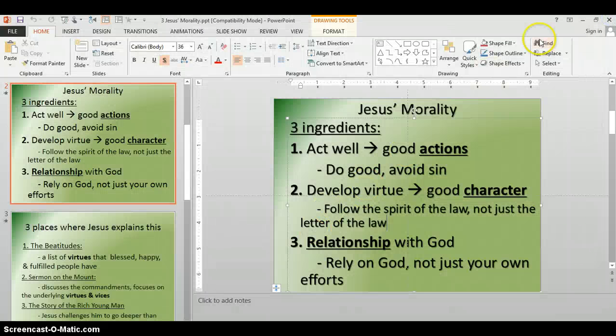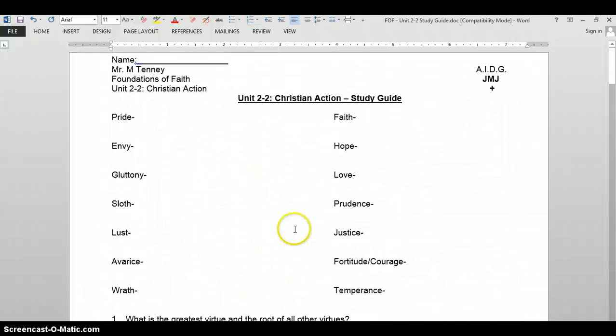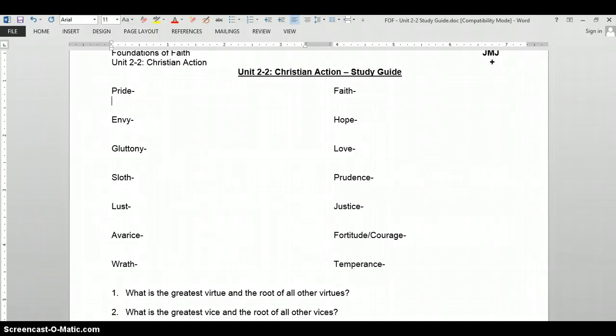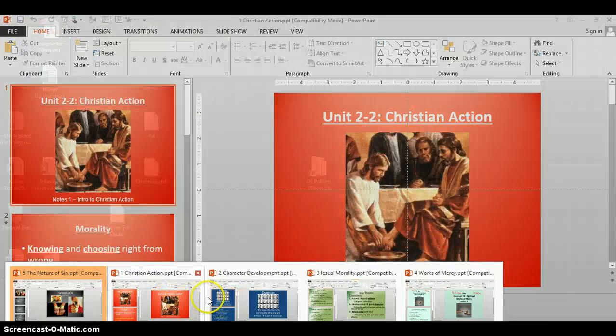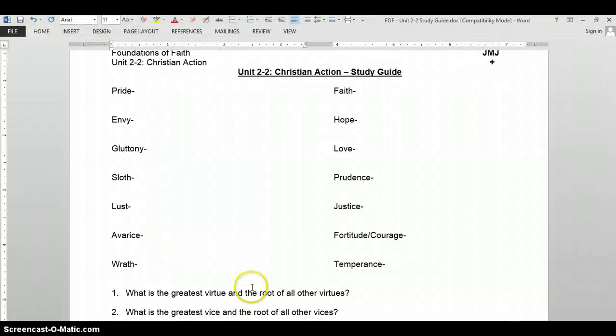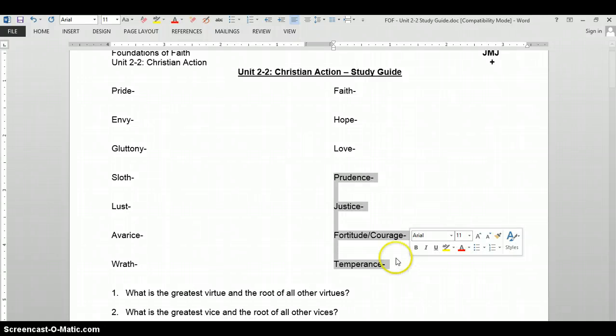Okay? So that is enough on the essay. Let's go through the rest of it. We'll just start right at the top. So you'll notice PowerPoint number 2 will help you with pretty much all these terms, okay? Over here you have the 7 main vices, over here you have the 7 main virtues, okay? These, faith, hope, and love, are the theological virtues. Those are the ones that you really need a relationship with God to develop. These are the cardinal virtues, and these are the building blocks of all other virtues.